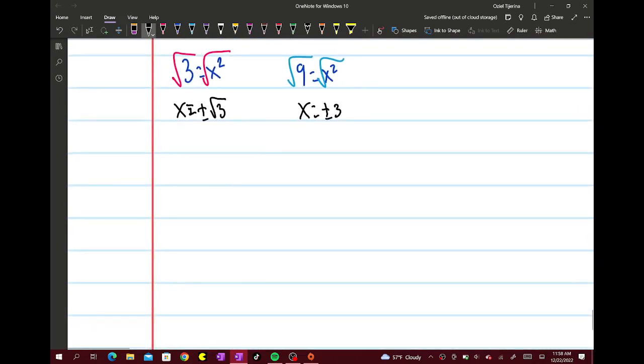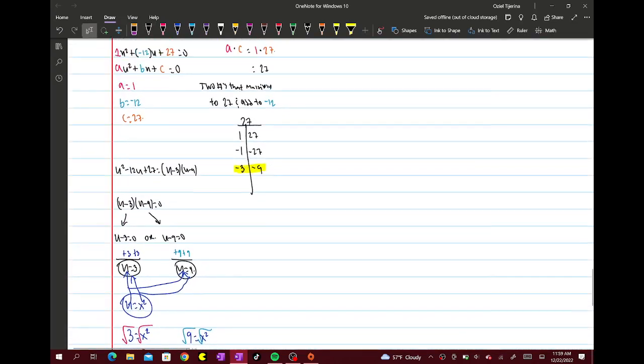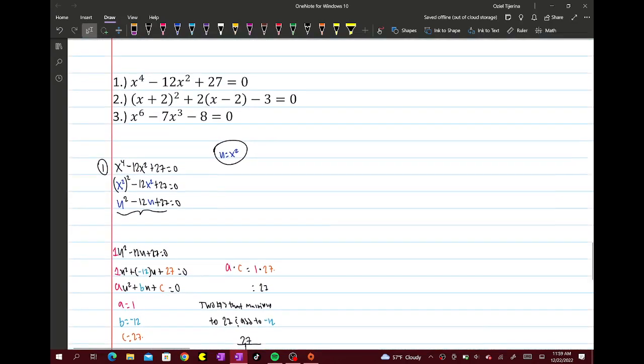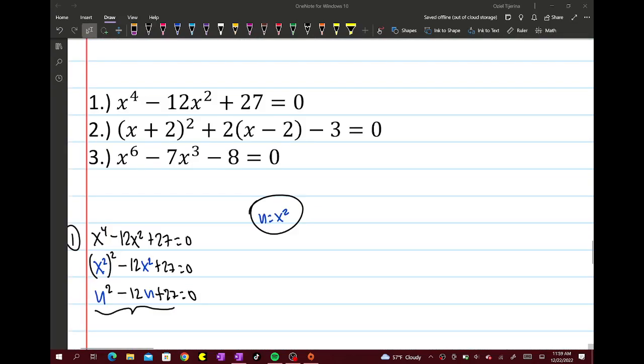So our solutions for this equation are x equals the square root of 3, x equals negative square root of 3, x equals 3, and x equals negative 3. So these are our 4 solutions for this equation, right? And also, guys, I meant to say plus here, not minus 2.